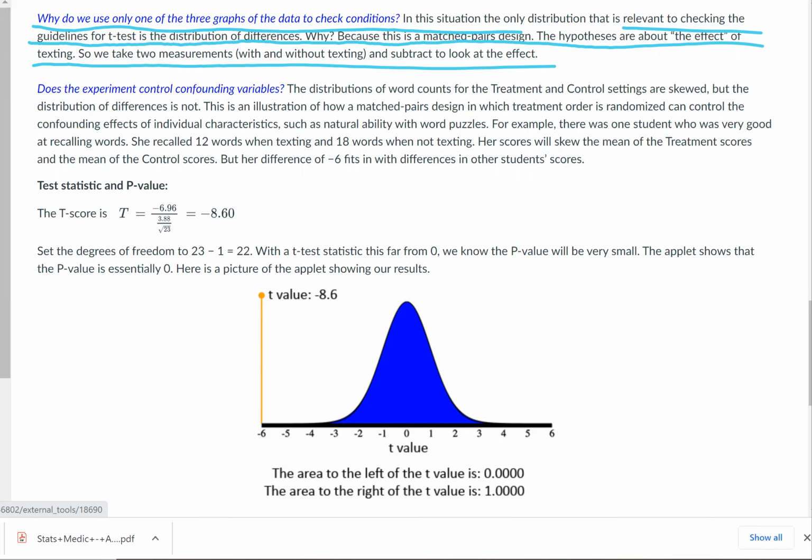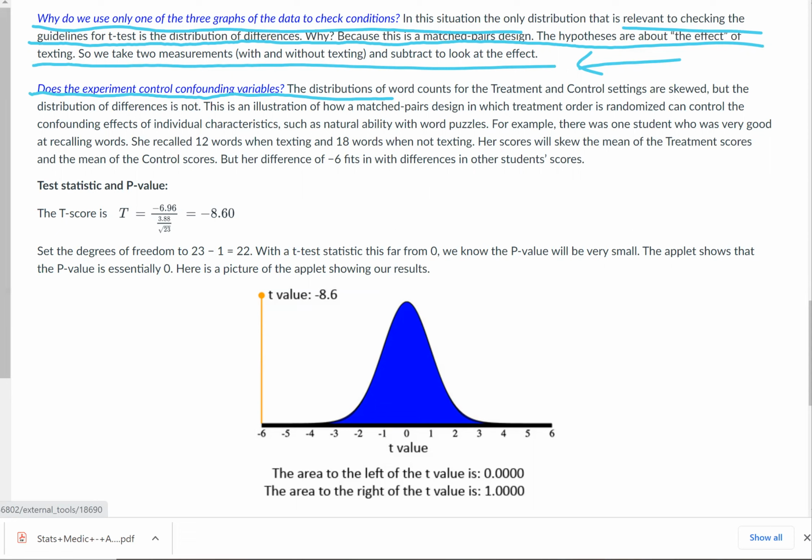Another question might be, does the experiment control confounding variables? Anyway, back to that first one. Sorry, before I move on to the second question, we don't really care about how many words they got. I don't care, if you were texting, how many words did you count? And if you were not texting, how many words did you count? I wanted to know if there was a difference.